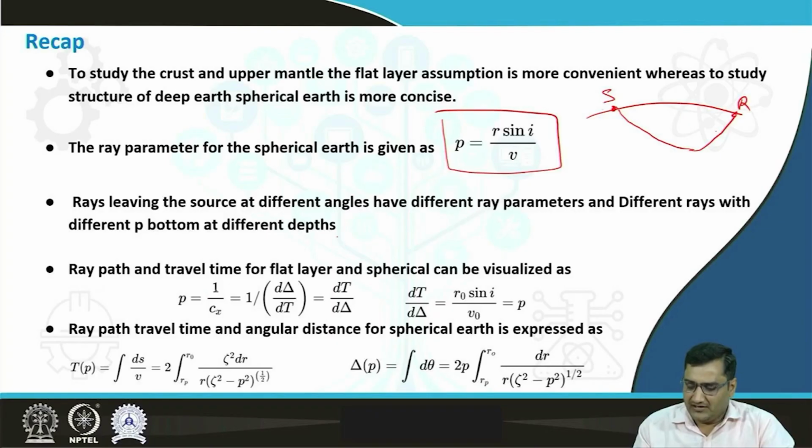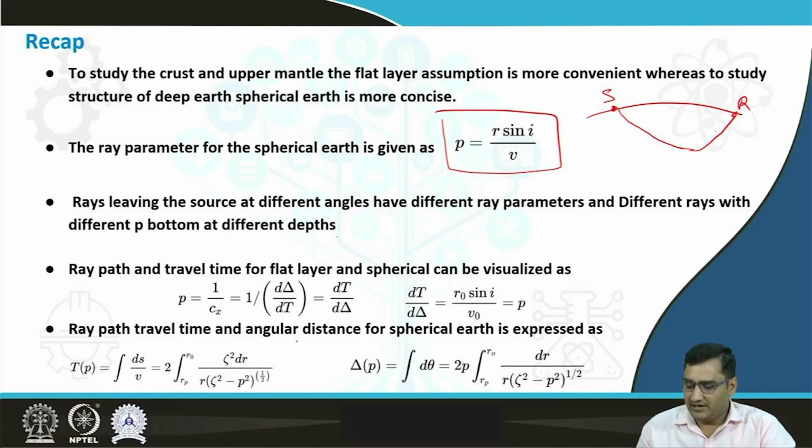Ray path and travel time for the flat layer and spherical earth can be visualized as p = 1/Cx, where Cx is the horizontal apparent velocity, equal to 1/(d delta/dt), so that p = dt/d delta, which is basically the slope of the travel time curve in the case of the flat layer earth. Similarly, for the spherical earth, the ray parameter can be taken as the slope of the travel time curve, and that is equal to r sin i / v.